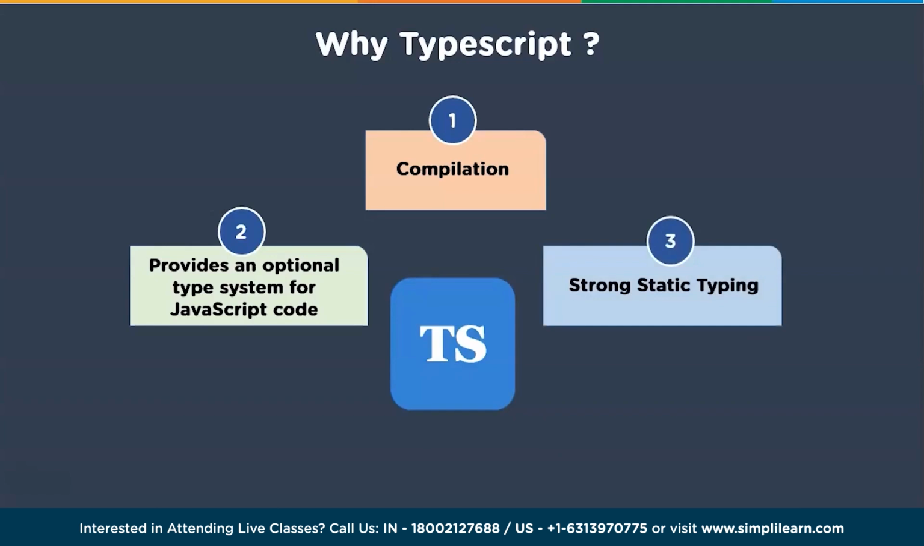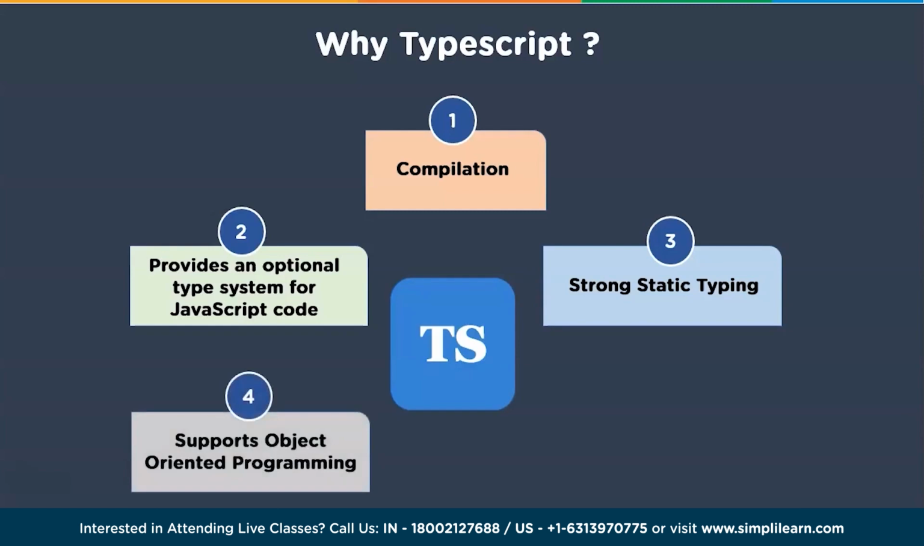Strong static typing. JavaScript does not have a powerful static typing system. Does TypeScript? TypeScript comes with an optional static typing and type inference system. The TLS, that is the TypeScript language service, can deduce the type of a variable defined with no type based on its value. Supports object-oriented programming: classes, interfaces, inheritance, and other object-oriented programming principles are supported by TypeScript.